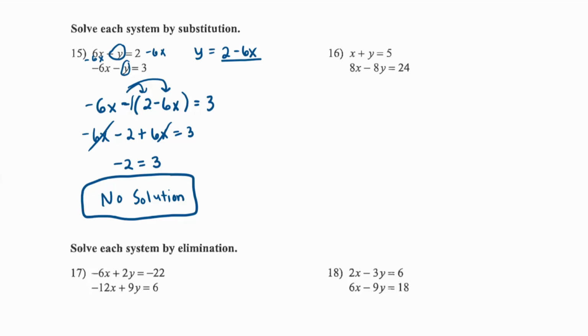Okay, on 16, I want to solve for a variable. I'm going to pick x here. It doesn't matter which one you solve for. You just want to try to pick what you think will be easiest, or just pick something so that you're not just stuck staring at the problem. If I subtract y over, I get x equals 5 minus y. So I'm going to put that here where this x is. 8 times 5 minus y, and then keep writing the equation.